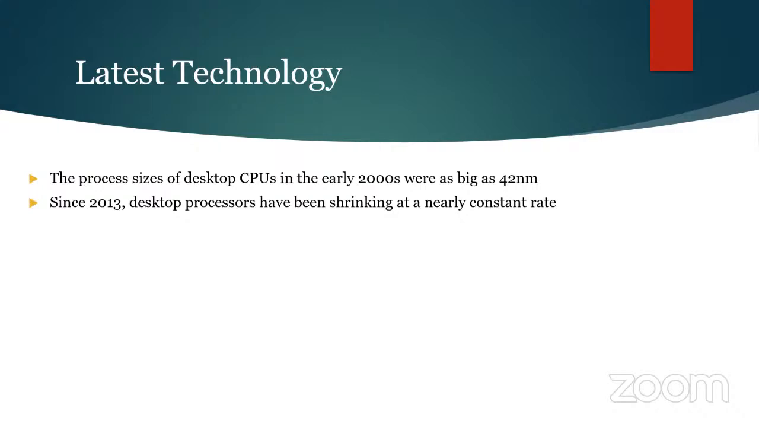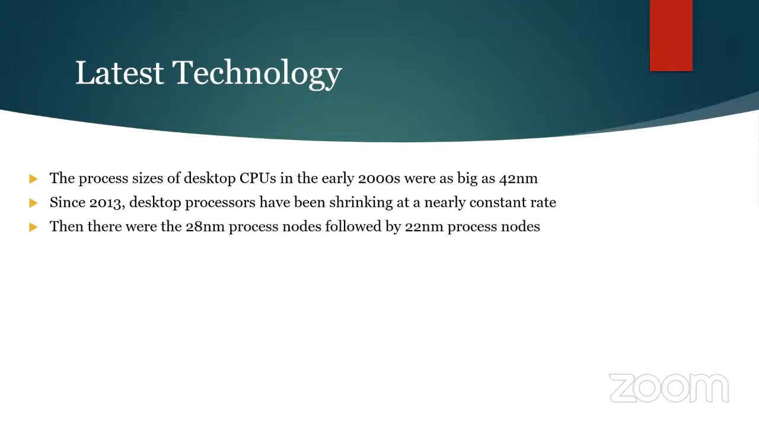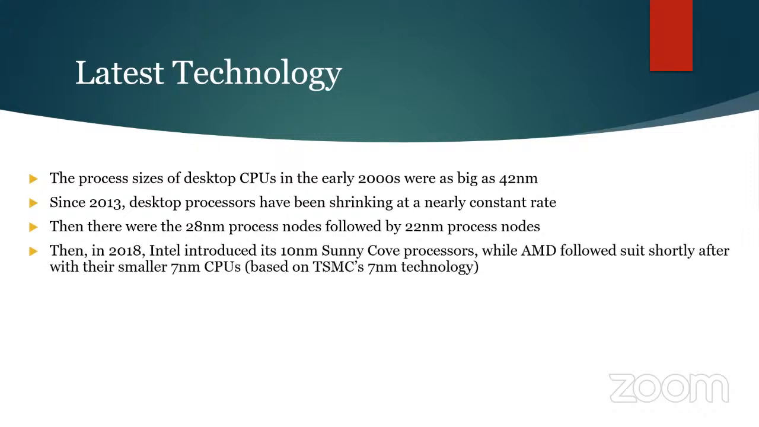Now, in 2013, desktop processors have been shrinking at a nearly constant rate. And you must have observed in the devices also that the size of the computer systems is decreasing, or now we have laptops, palm tops, and very small handy devices. Then came the 28 nanometer process, followed by the 22 nanometer. Then in 2018, Intel introduced its 10 nanometer Sunny Cove processor, while AMD gave their 7 nanometer CPU, which was based on TSMC's 7 nanometer technology.